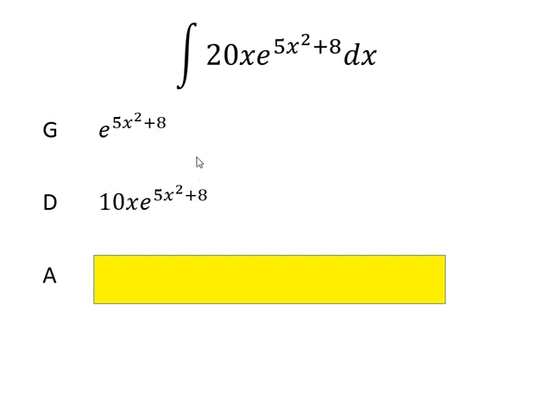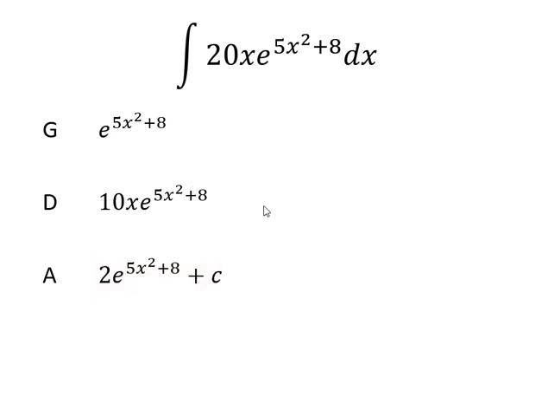We then compare our derivative to the original function, and in this case you can see that the derivative is 10 lots. The original function was 20 lots, so we need to multiply by 2, in which case we also multiply our guess by 2, so we end up with 2 lots of e to the 5x squared plus 8, and as usual we need to add our constant. So there's the first one.